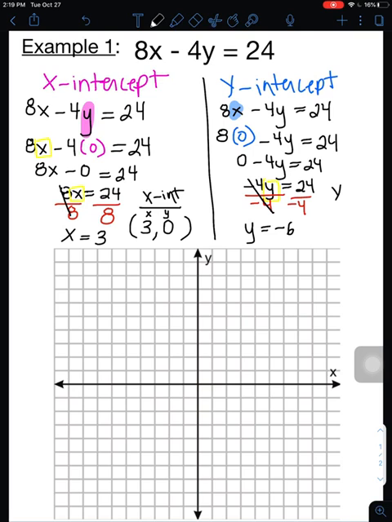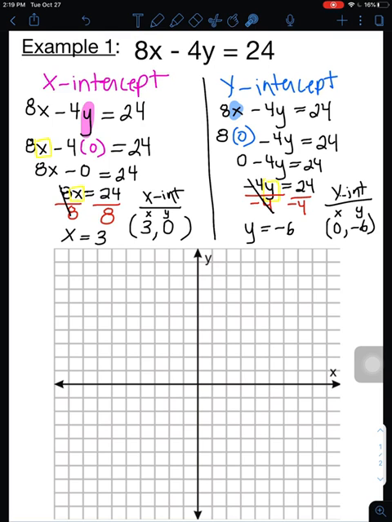So that means that my y-intercept is 0, negative 6. My first value is always an x. My second value is a y. And keep in mind that we plugged in 0 for x. That's why we have an x of 0 here. And we found that y is negative 6.